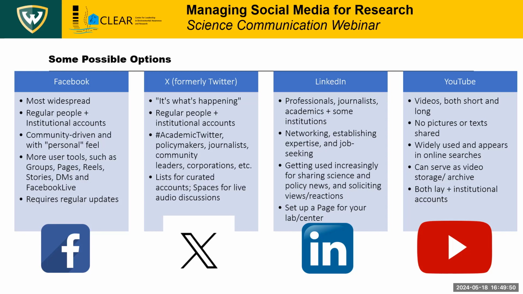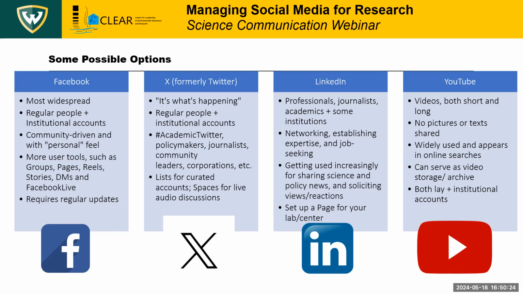Then there's X, which is all about sharing things quickly as they happen. Like Facebook, it has accounts by both regular people and institutions. Particularly useful audiences for a researcher on X are academic Twitter, policymakers, journalists, community leaders, and corporations. It also provides tools like lists for curated accounts and spaces to host live audio discussions.